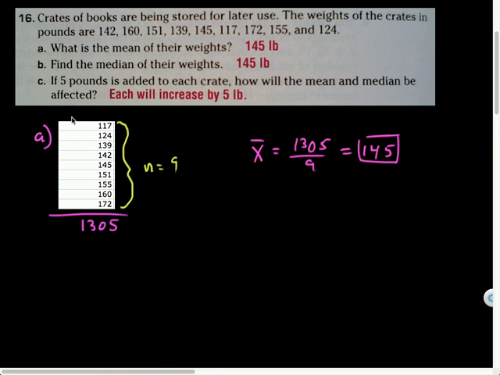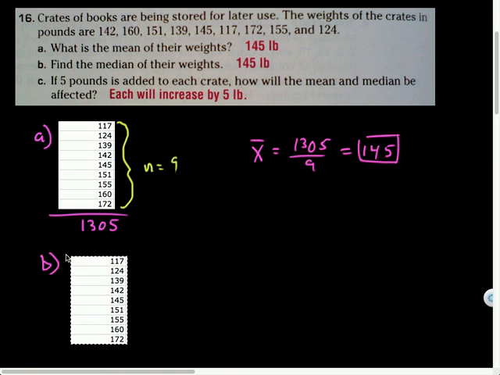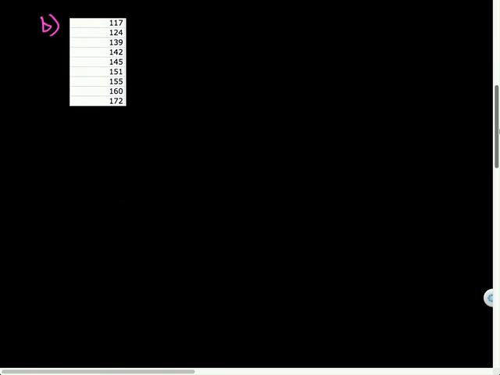So let's see, for B, it says find the median of their weights. And median is another type of central tendency, all right? It's a middleness of the list. So let's see, we had how many numbers? 9. So because it's odd, there actually should be a middle number. So let's see if I cross off the top, the bottom, top, bottom, top, bottom, top, bottom. I end up getting a middle number, in fact, and the median happens to be 145.